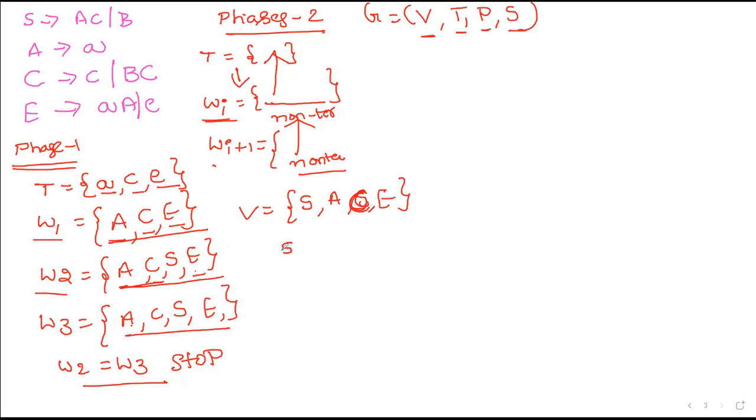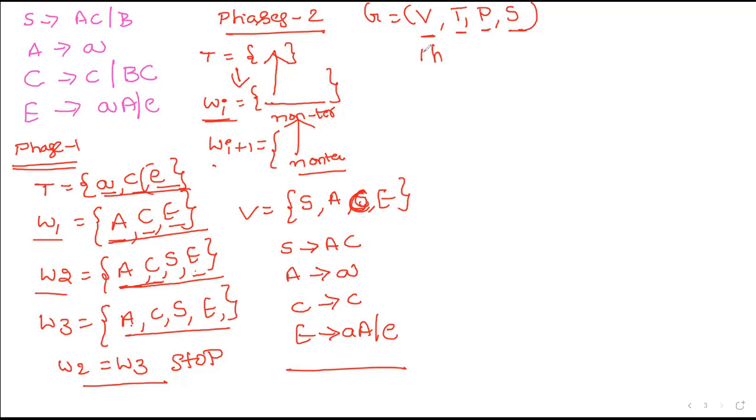Okay, then what is the grammar? S tends to AC, A tends to a, C tends to c, E tends to e. In the previous example also we discussed the same thing. First we are eliminating B. What is the meaning of eliminating B? A variable that does not derive a terminal is eliminated.